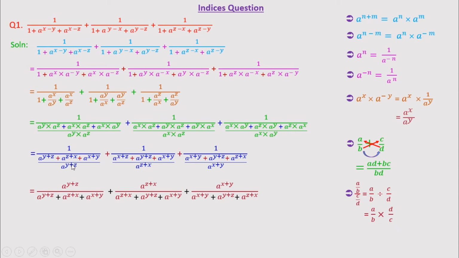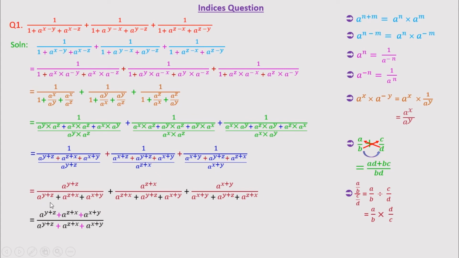Okay, similarly here this is whole upon, so while we are writing it in multiply form, this a to the power y plus z goes on the numerator and this remains on the denominator. So this is like c and this is like d, so d goes to the numerator and this c remains in the denominator here. So this times 1 is a to the power y plus z times 1 is a to the power y plus z, and this part remains on the denominator. Okay, similarly you have to change it here and here also.